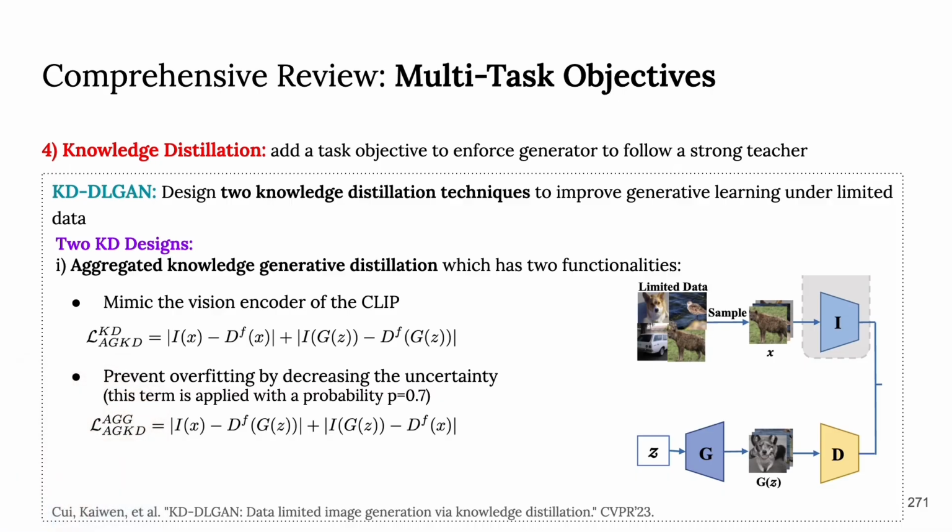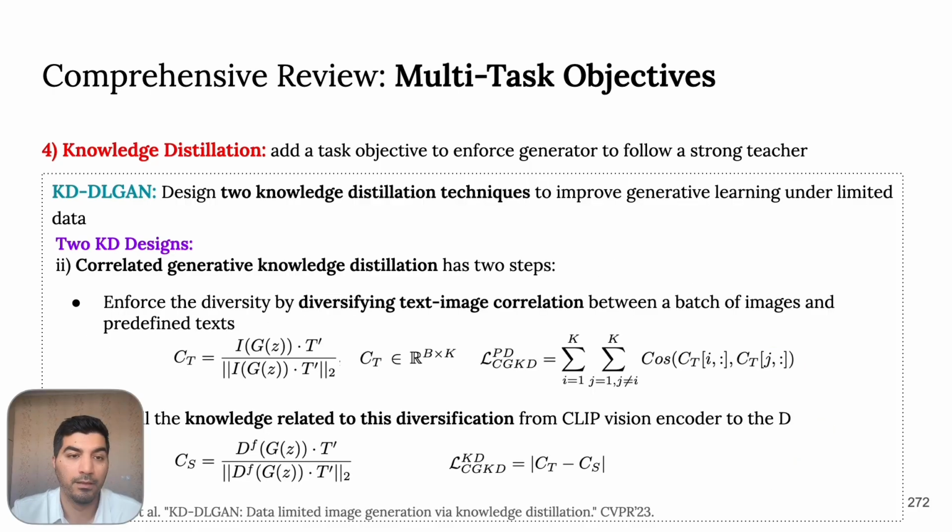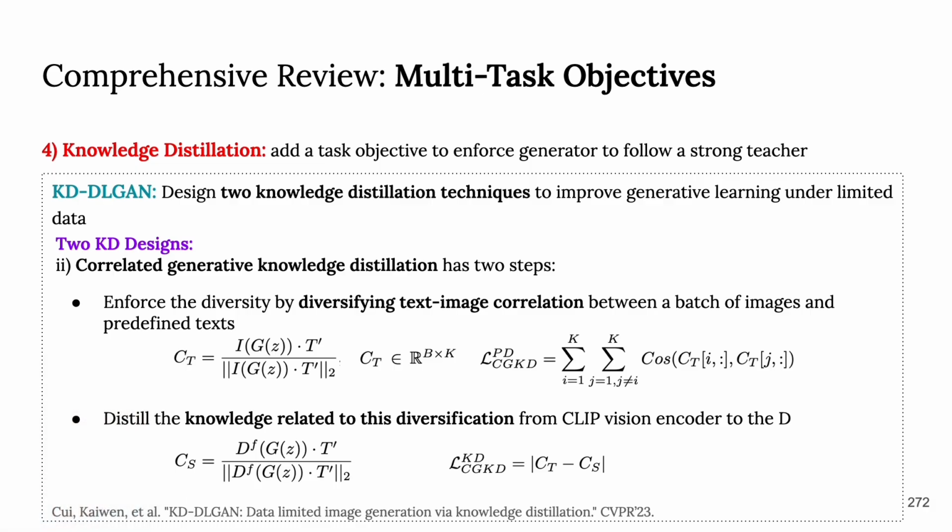First component enforces D to mimic the vision encoder of the CLIP, which is a very powerful image encoder. And the second one prevents overfitting by decreasing the uncertainty. So they kind of push the features of the real images extracted by CLIP encoder to the features of the fake images extracted by discriminator. The second design is called correlated generative knowledge distillation. It has two components. First, they try to diversify text to image correlation, and then they distill the knowledge related to this diversification from CLIP vision encoder to the discriminator.